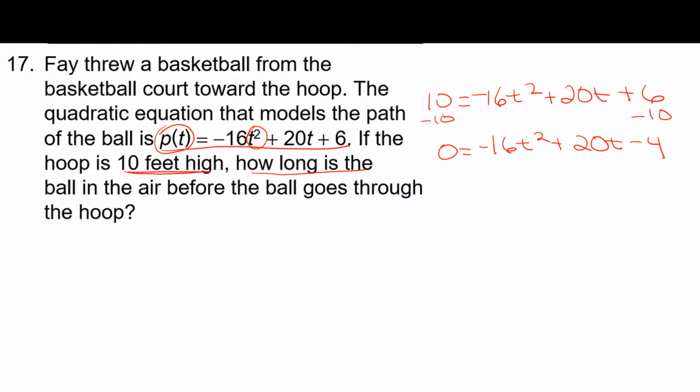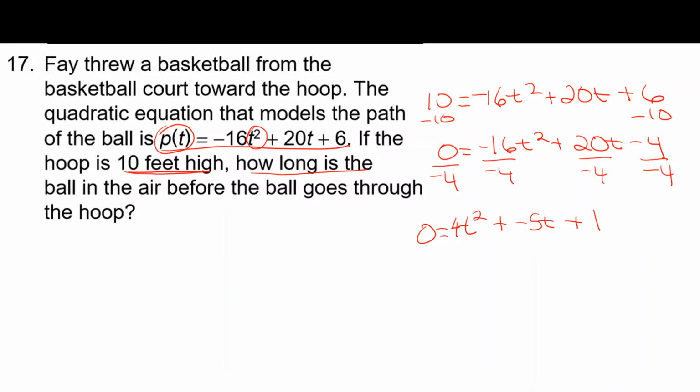That looks like a pretty nasty equation to work with, so I'm going to do a little bit of work here. I'm going to divide everything by negative 4. When I do that, I end up with 0 equals 4t squared plus negative 5t plus 1. That's a little bit easier, and still, when I look at this, I don't see any easy way to factor.